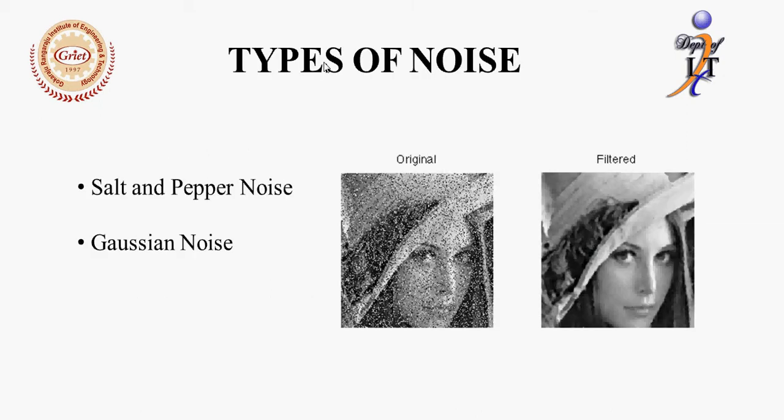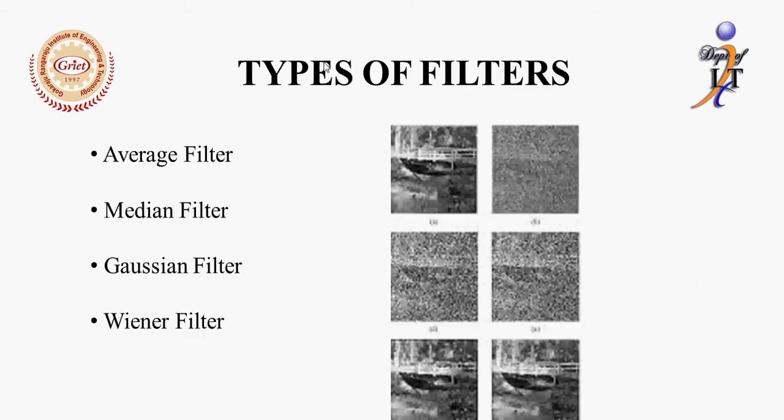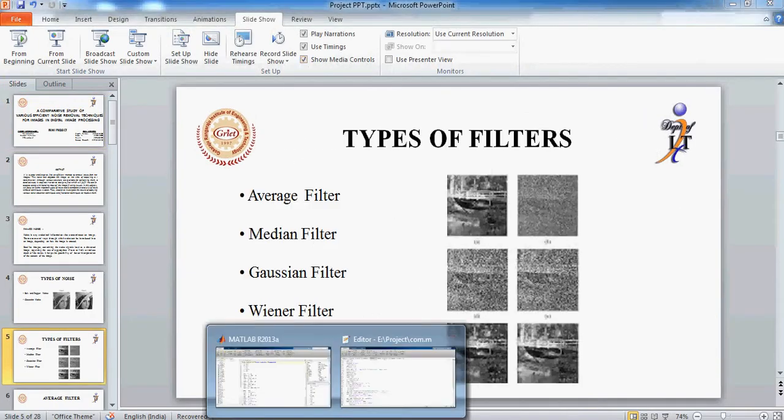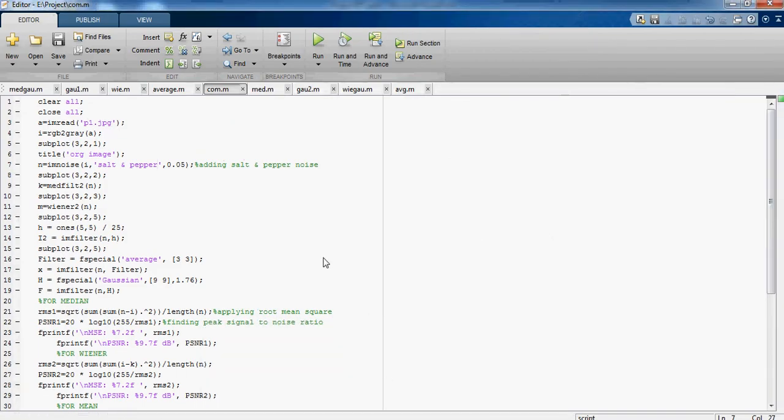In our project, we focus on 2 types of noises, salt and pepper noise and the Gaussian noise. The comparative study is done on 4 types of filters, the average filter, the median filter, the Gaussian filter and the Wiener filter. Now let's move on to the execution of our project. For our project, we have been using the MATLAB software. It is the version R2013A.